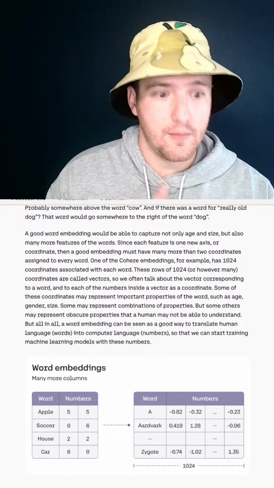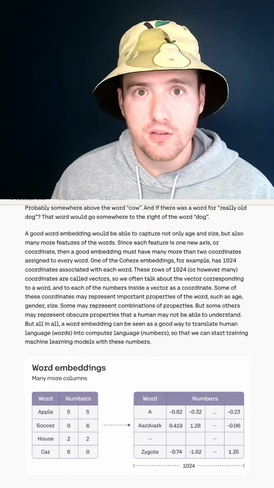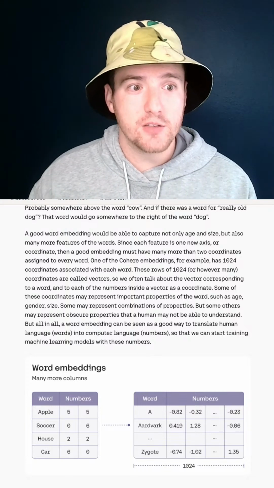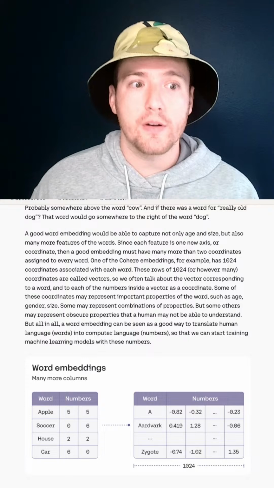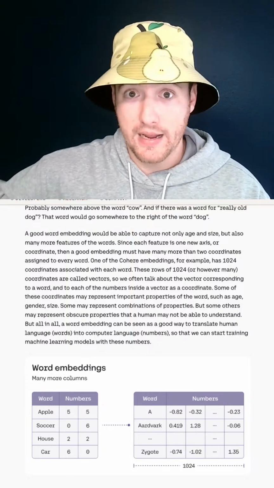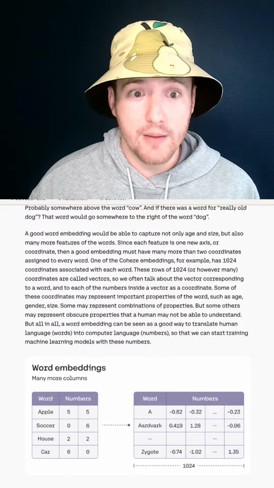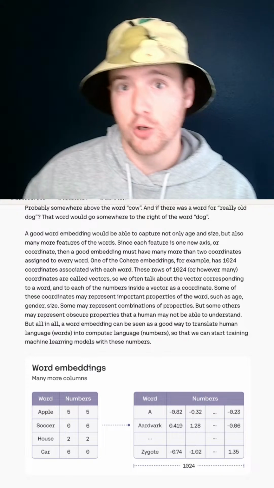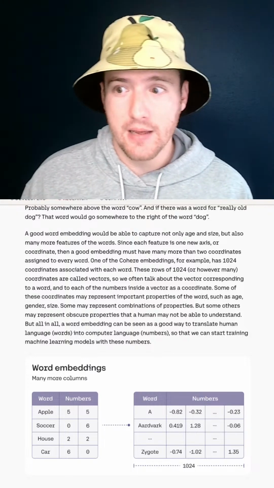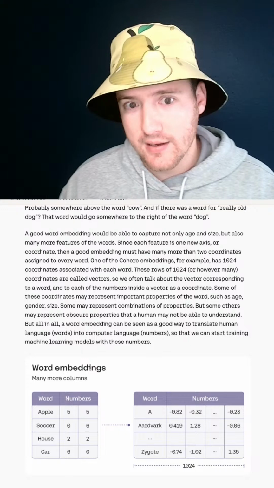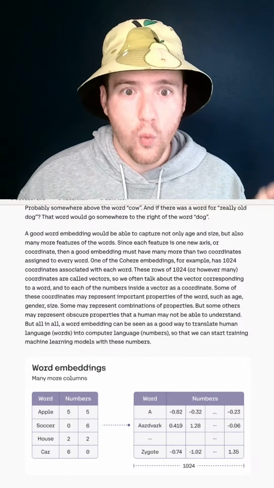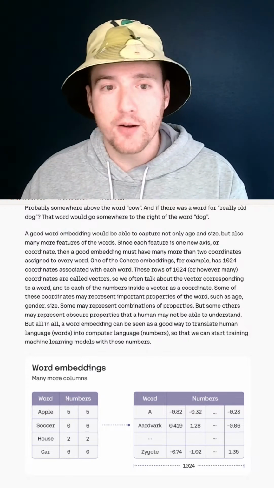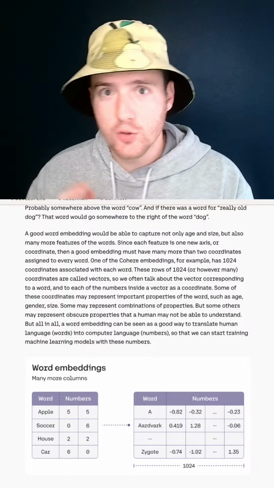You can embed a word based on thousands or hundreds of categories. And so since each new feature is one new axis or coordinate, a good embedding must have more than 2 coordinates assigned to every word. We can, again, go into 1,000. One of the Cohere embeddings, for example, has 1,024 coordinates associated with each word. So Cohere, the nice LLM producer who created this training, they have 1,024 embeddings. So 1,024 categories that they are tagging to each word.